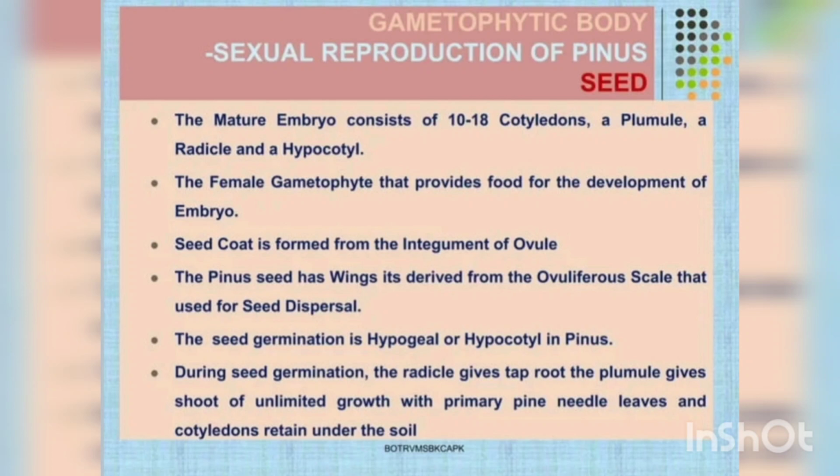Okay, so the mature embryo consists of 10 to 18 cotyledons, plumule, radicle and hypocotyl, and the female gametophyte provides food for the development of the embryo, and the seed coat is formed by the integument of the ovule.